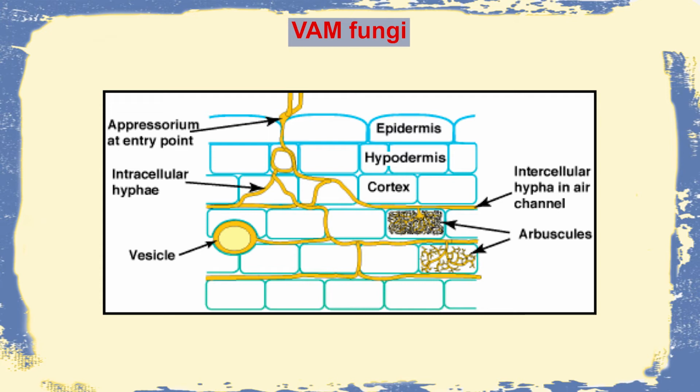And when this VAM fungus, as the name signifies, vesicular arbuscular mycorrhiza, is growing inside the plant root, they really are not parasites. They will grow inside and they produce two types of structure. One is vesicle, another one is arbuscule, meaning network, and by this they will provide nourishment to the plant.